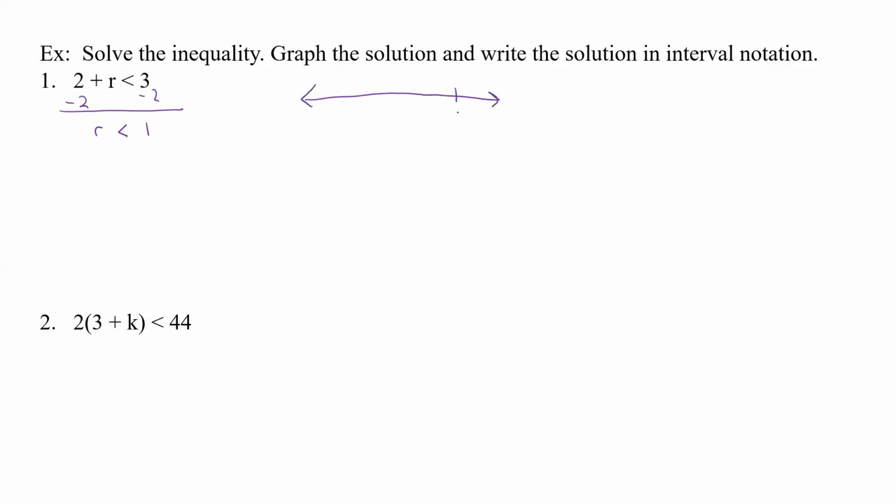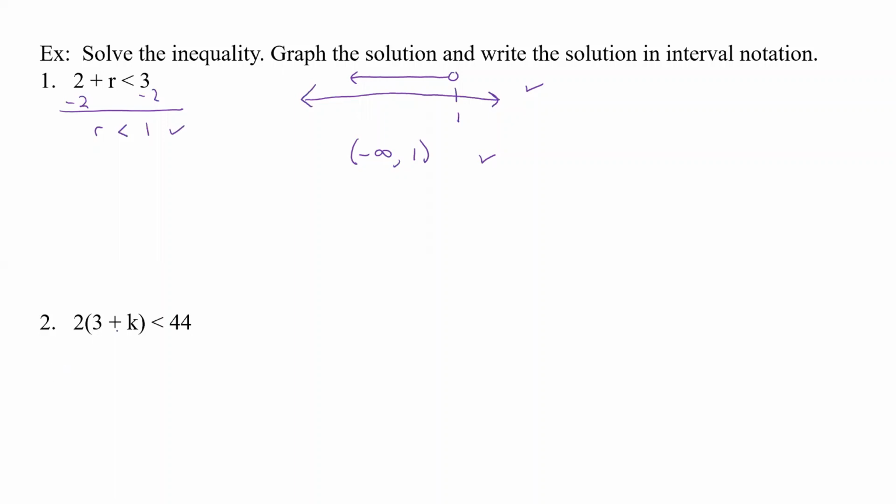So I put my 1 on here, and it says r is less than 1. And it's going to be an open circle. It's going to be less than 1, so it's going to go to the left. So that's my graphing of it. And if I rewrite this, that's going from negative infinity up to 1, and then we have a parenthesis because we have the open circle. Okay, and so now I've got my interval notation, I've got my graph, and I've solved the inequality.